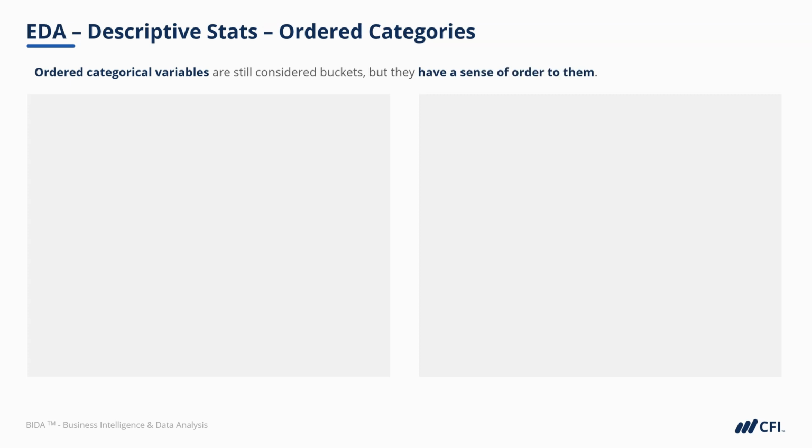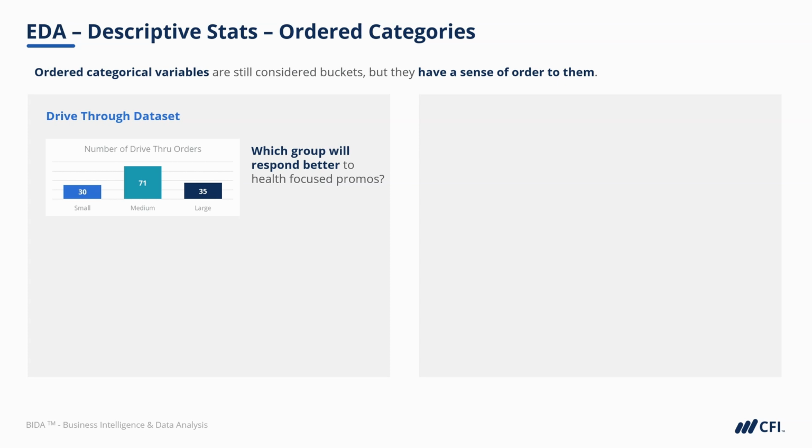Ordered categorical variables are still considered buckets, but they have a sense of order to them. Here we have a dataset that tells us whether someone ordered small, medium, or large fries at the drive-thru, which we're hoping may help us provide targeted coupons at the checkout. Perhaps those buying small portions will respond better to health-focused offers. This second chart shows the number of people in each category that responded to a salad promo.